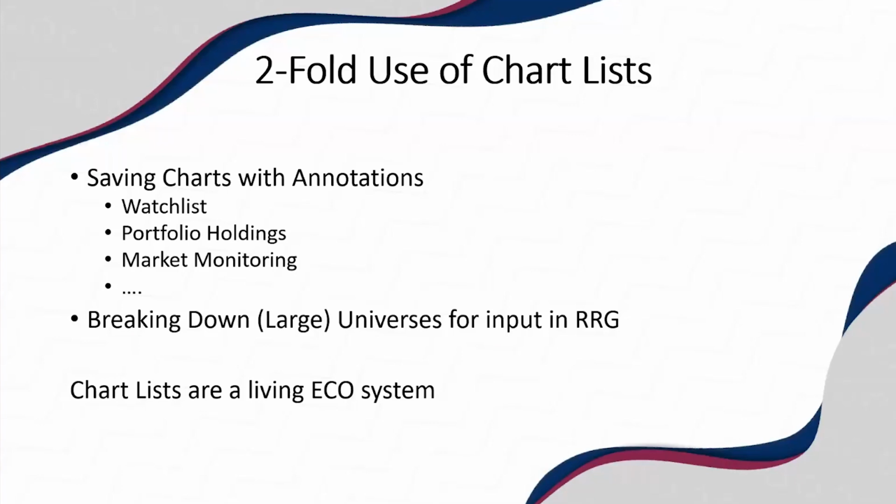Now, my use of chart lists is, I think, twofold. The first way I use chart lists is basically to save charts, because that's what they're for, primarily my chart lists with annotations. You can have them as a watch list, like stocks or charts that are on your shopping list and you want to keep an eye on. Or you have added the symbols in your portfolio to a list, and you use that list to track your portfolio, keeping a finger on the pulse of what's happening.